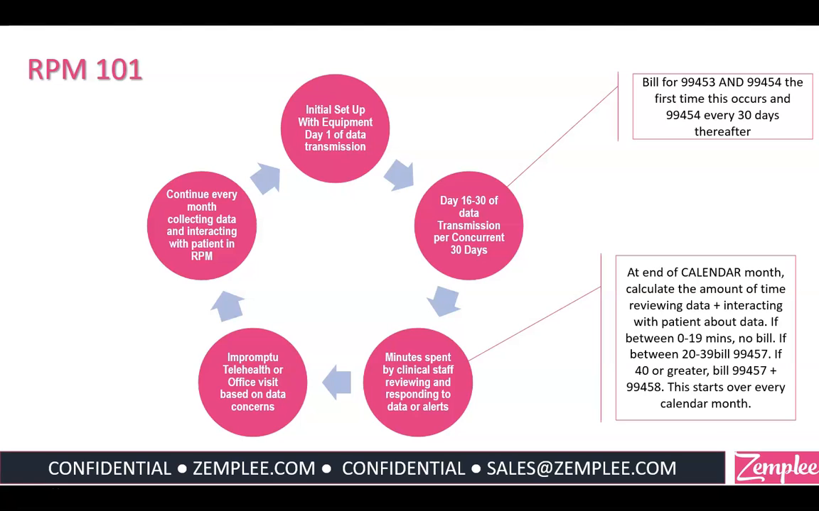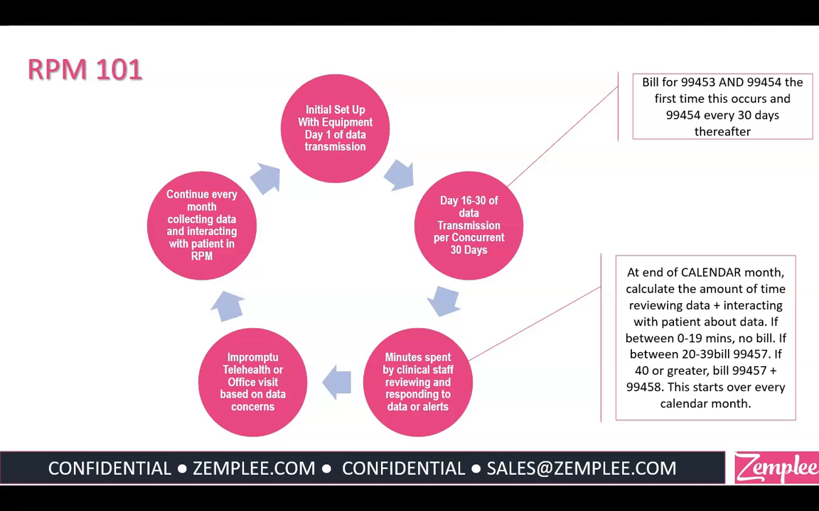Each time you open that chart, CMS estimates that it might be 8 to 10 minutes worth of work every time you open up a chart. So when they've spent this looking at the alerts and they get 20 minutes, at the end of the calendar month, they could bill for that 99457. And again, you wait to the end of the calendar month because you never know what's going to happen. You might get 20 extra minutes in the last night. So you do this billing at the end of the calendar month.